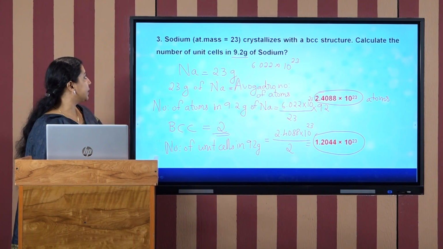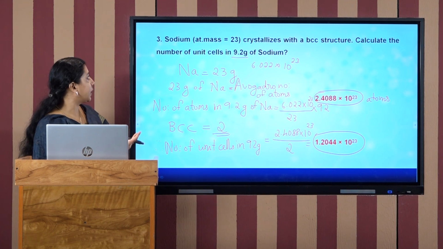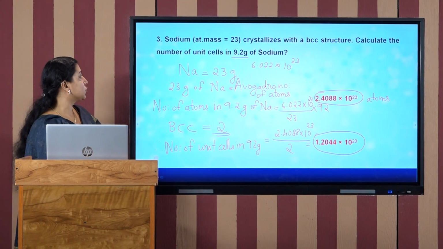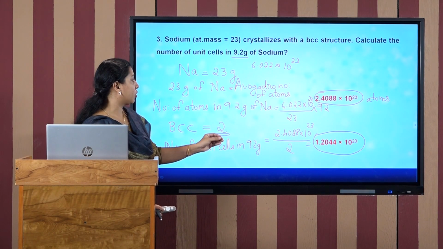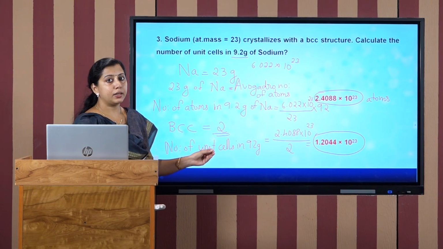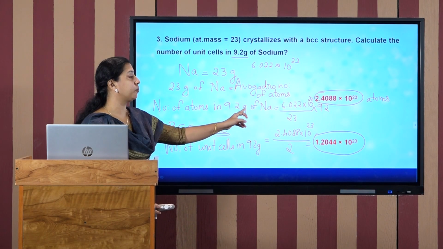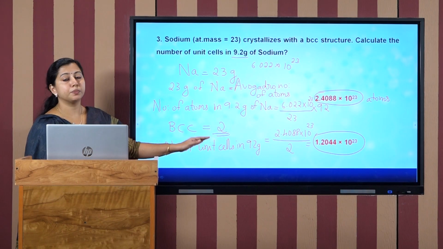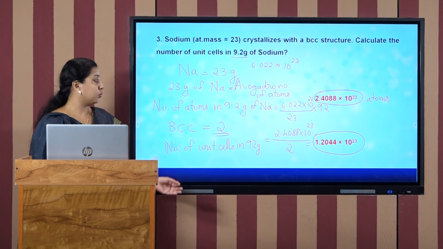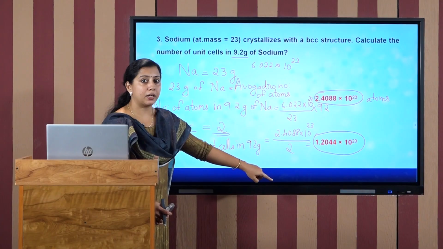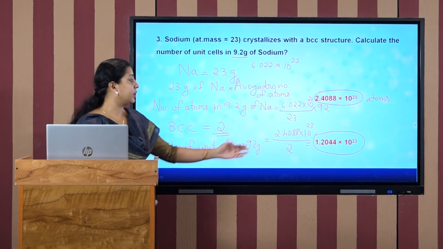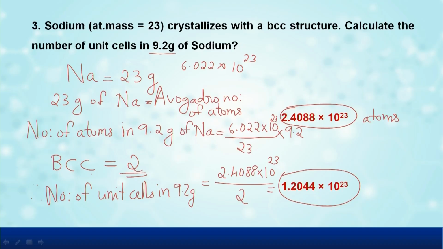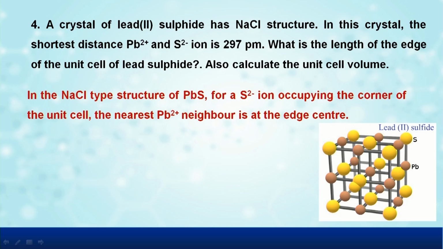Okay. So, in this question, you have to find out the number of unit cells in a particular gram of sodium, 9.2 gram of sodium. Okay. So, first using the atomic mass, you calculate the number of atoms in 1 gram of sodium, then you have to multiply with the given quantity, that is with 9.2 gram of sodium. The sodium crystallizes in a BCC structure. So, the number of atoms per unit cell is equal to 2. So, when the number of atoms is divided by the number of atoms per unit cell, then you will get the number of unit cells in 9.2 gram of sodium. Now, we will move on to our next question.